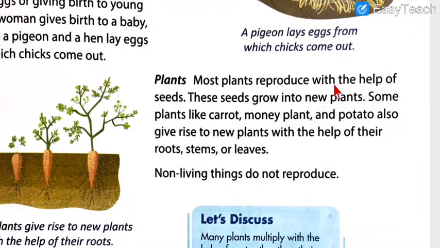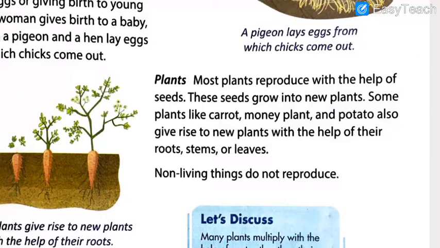Plants. Most plants reproduce with the help of seeds. These seeds grow into the new plant. Some plants like carrot, money plant and potato also give rise to new plants with the help of their roots, stems or leaves. So my dear students, how do plants reproduce?